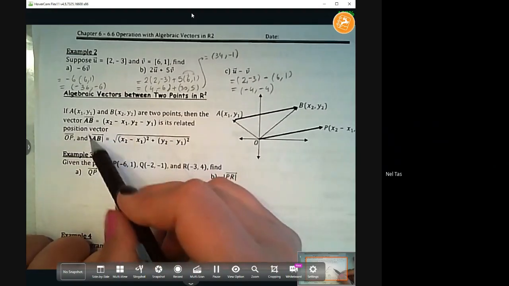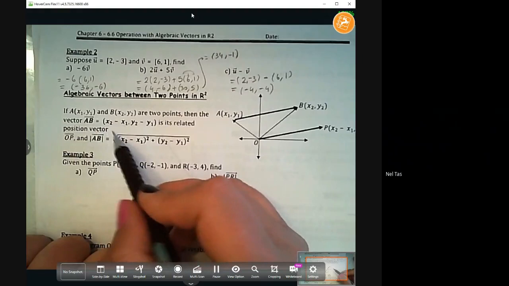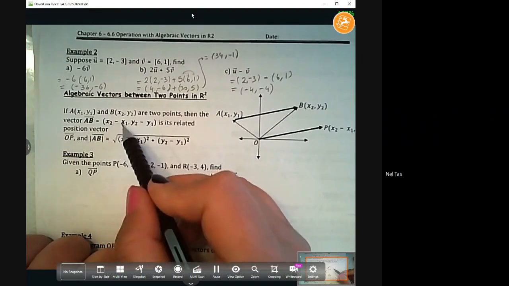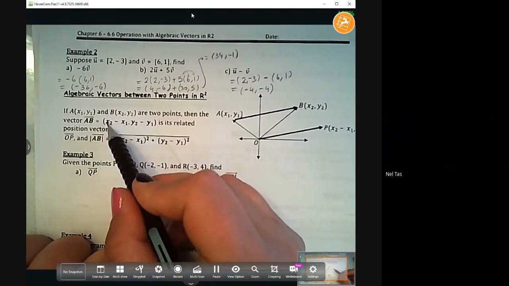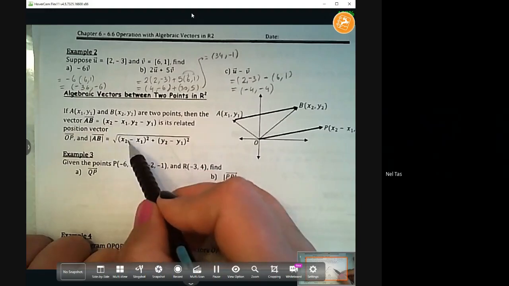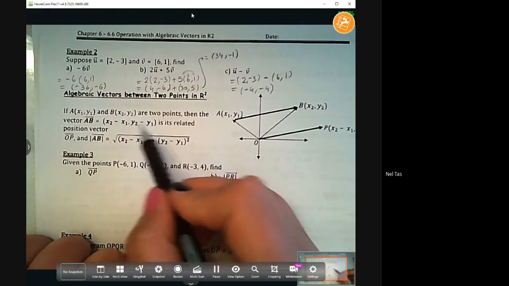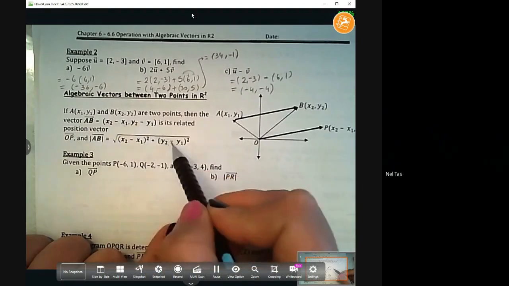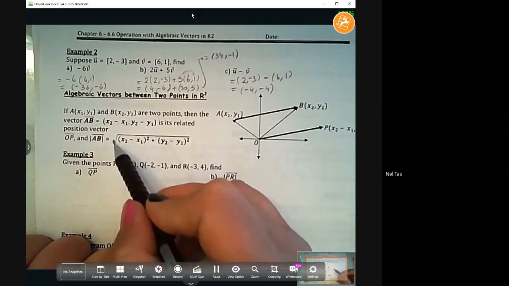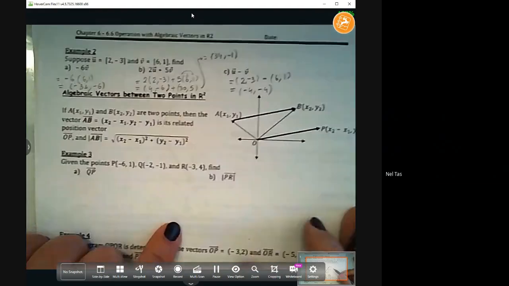And of course, the magnitude of it uses Pythagoras. The x coordinate of AB is x2 minus x1, you take the square of that. The y coordinate of AB is y2 minus y1, you take the square of that. You add them, and you take the square root of it.